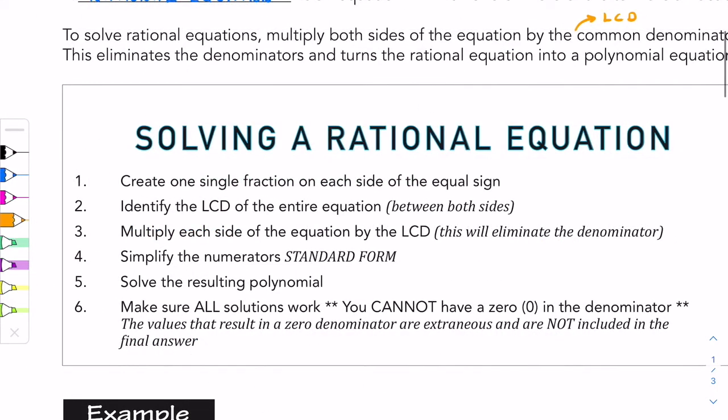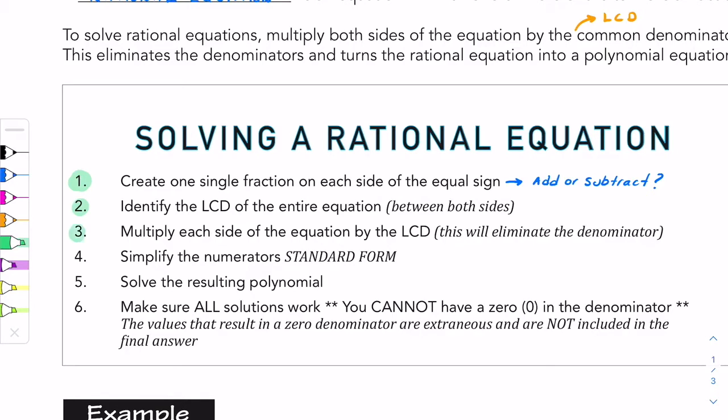So here are the steps typed out to solving a rational equation. Step 1 is to create one single fraction on each side of the equal sign. So this might mean that you need to add or subtract. Step 2 is to identify the LCD, or the lowest common denominator, of the entire equation. So you're looking for the lowest common denominator on both sides. So between the two sides, what can you come up with?